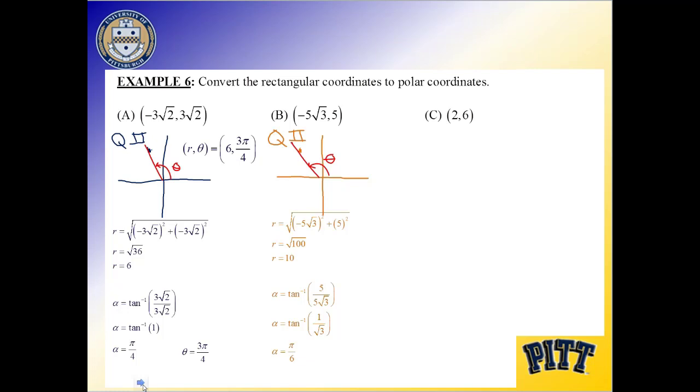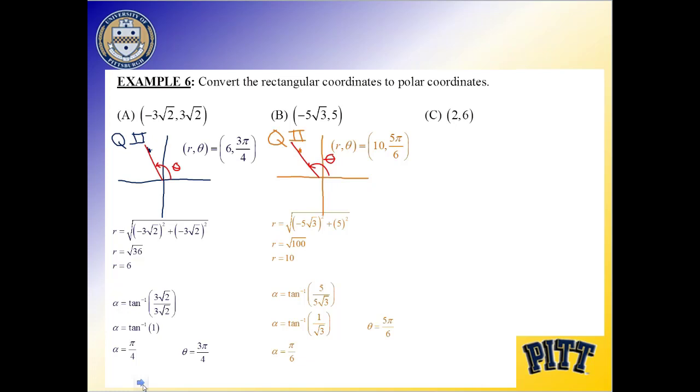That's what I need. So theta is going to be an angle that has a reference angle of pi over 6, but puts me into quadrant 2. That's 5 pi over 6. So my polar coordinates are 10 comma 5 pi over 6.